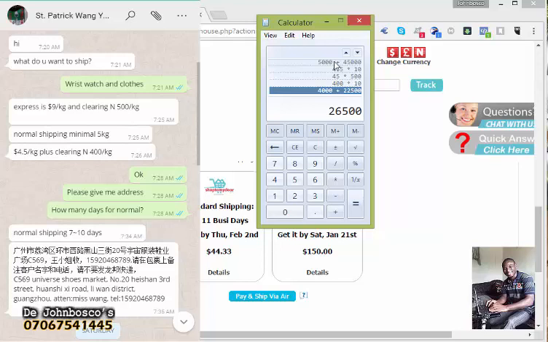So, that being said, we have to move on. This is the same thing that affects my decision here. I would rather pay $44.33 to get it in a week or two than pay $150 to get it in 2 to 4 days. You need to be a good decision maker when it comes to this.